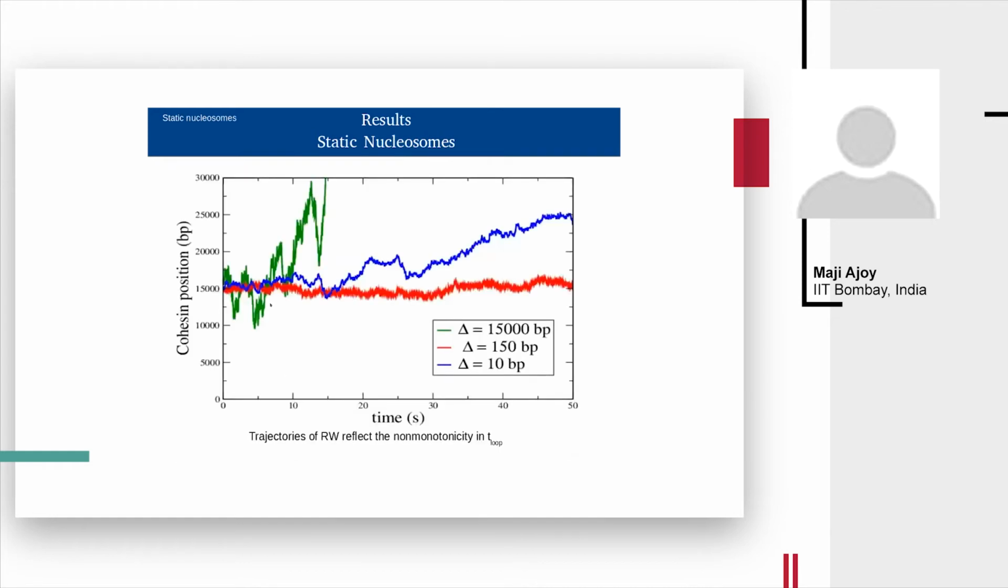These are the three trajectories of the random walker for three different values of linker length, and the non-monotonicity in loop formation time is also reflected here.